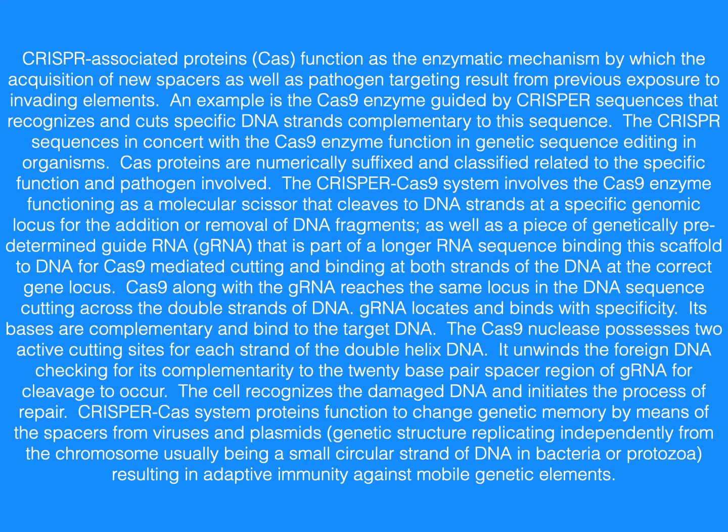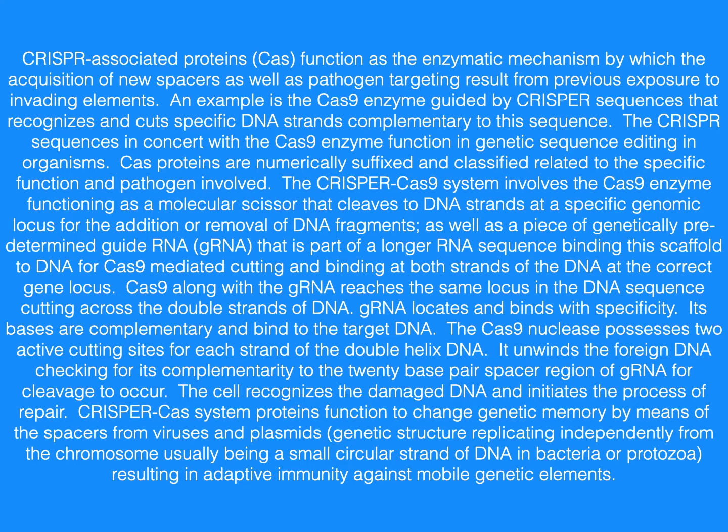CRISPR-associated proteins, Cas, function as the enzymatic mechanism by which the acquisition of new spacers, as well as pathogen targeting, results from previous exposure to invading elements. An example is the Cas9 enzyme guided by CRISPR sequences that recognizes and cuts specific DNA strands complementary to the sequence. The CRISPR sequences, in concert with the Cas9 enzyme, function in genetic sequence editing in organisms. Cas proteins are numerically suffixed and classified, related to the specific function and pathogen involved.